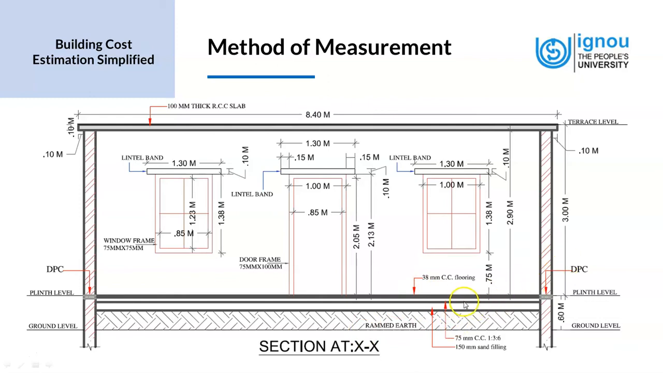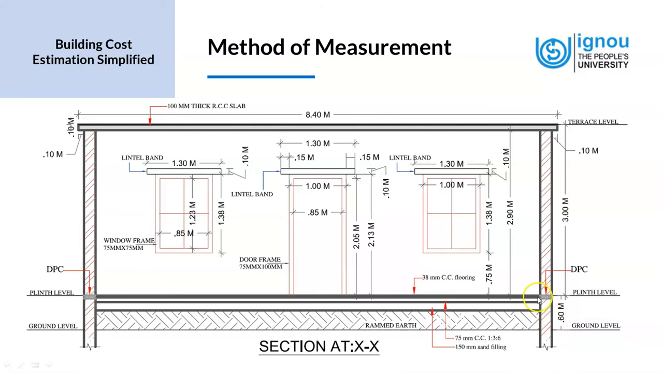And then above that we have 75 mm of cement concrete in 1:3:6. And on the side we can see the plinth level. This is at 0.6 meters, which is 60 centimeters above the ground level. That's where the plinth level comes.